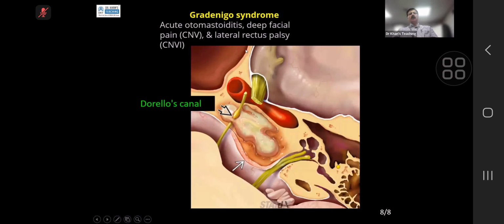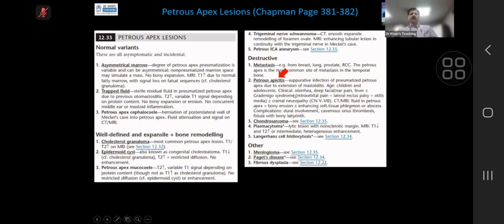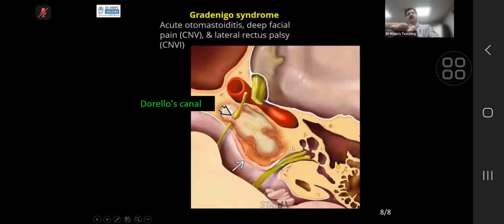So the definitions can be variable. If you see here from your book, petrous apicitis, this is the syndrome: retro-orbital pain, lateral rectus palsy, plus otitis media, plus or minus cranial neuropathy, which now is 5 to 8. 5 to 8 can be involved, because the infection, as this is the IAM, is not far away, so this can also be involved. So this was petrous apicitis. Okay, thank you very much.